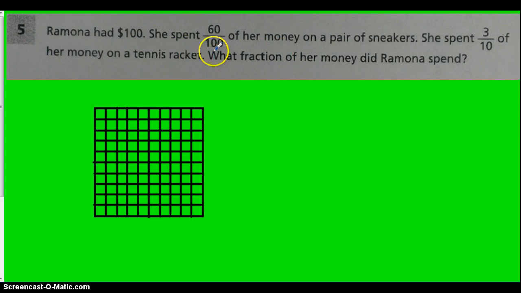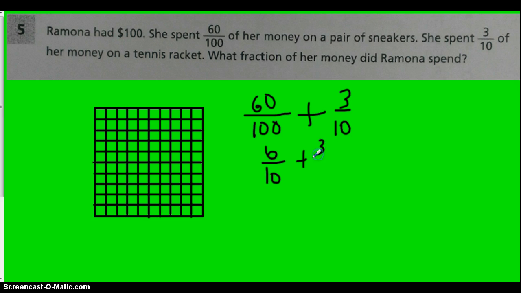Ramona had $100. She spent 60 hundredths, which is more than half. 60 hundredths, and I'm putting 3/10 with it. All right, so I can do this either way because I know that 60 hundredths is equal to 6/10. So I'm going to do it like this. And I'm going to keep 3/10. So now tenths and tenths. So this would equal 9/10, or if we're writing as a decimal, 9/10. Right? If you had converted the tenths to hundredths, you would have gotten 90 hundredths, and 90 hundredths is equal to 9/10 also.